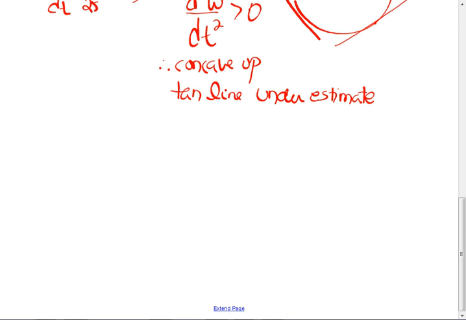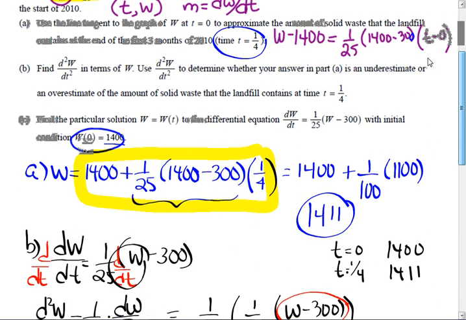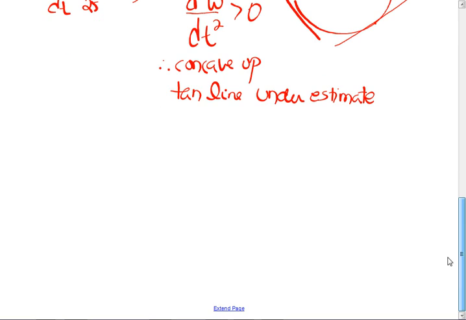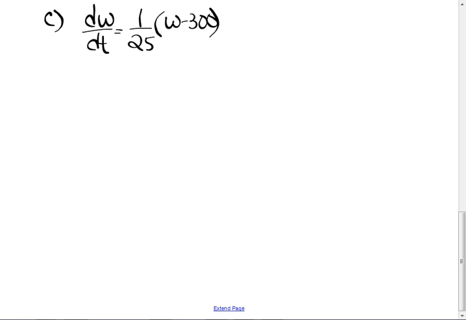Okay? Now, one last piece to do, where the bulk of your points are, is right here. Solve the differential equation with an initial condition of (0, 1400). So I'm going to rewrite it so we have something to work with. And so dw/dt, and you probably forgot what I told you to do with the constants. What's the first thing we do? We separate the variables. So we're going to multiply through by dt. Okay? Guys, do it with me. So dw equals, because I'm going to let you do one, which is harder.